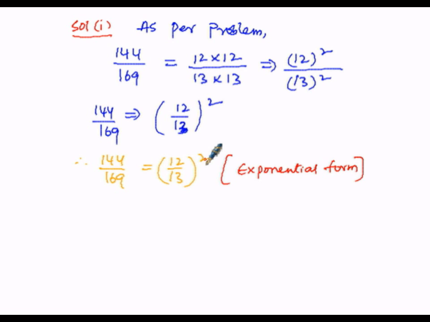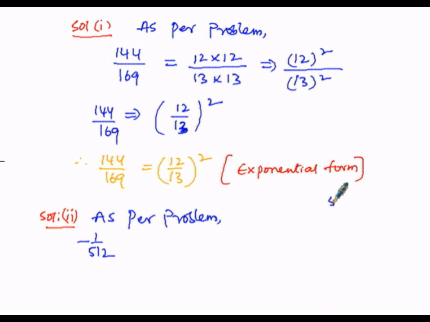Now the solution for the second one. Here, as per the problem, minus 1 by 512 must be expressed in exponential notation. So here let us take the LCM, writing 512 in terms of its prime factors.